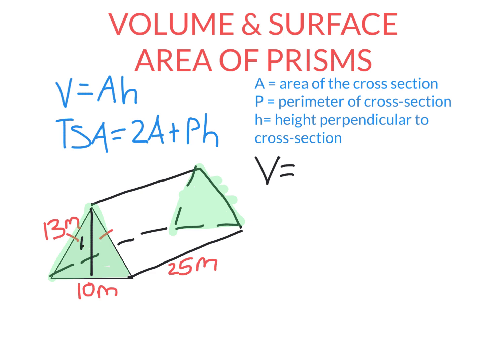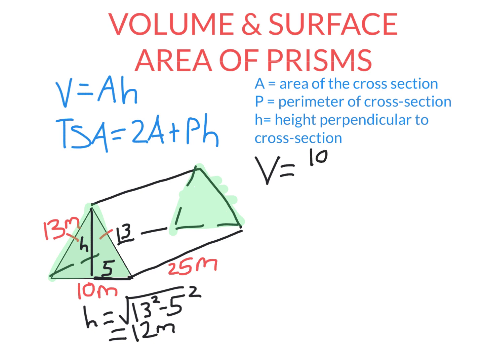So if this here is h, this side here will be 5, and this side here is 13. So Pythagoras tells us that h, because it's the shorter side we subtract, is the square root of 13 squared minus 5 squared. h must be 12 meters in length. Note that you can perform this trick of dividing the triangle in half exactly, as long as the triangle is isosceles or equilateral. So the area of the cross-section, the area of the triangle, is base times perpendicular height divided by 2. So that's the area of the triangle.